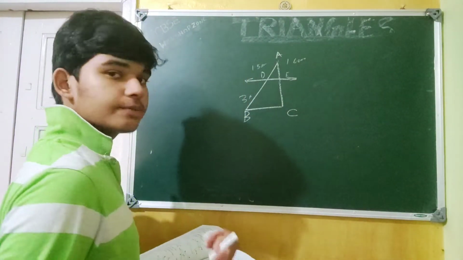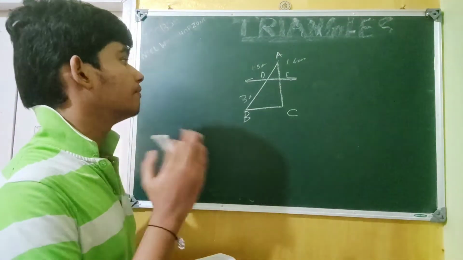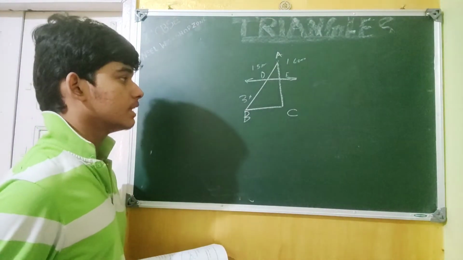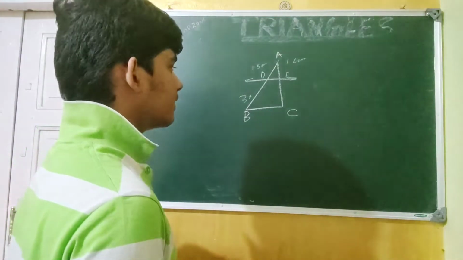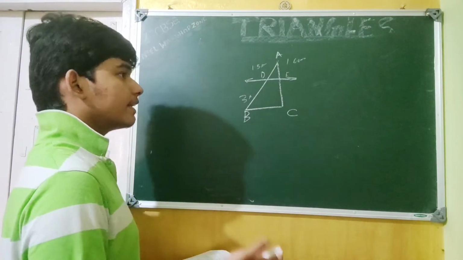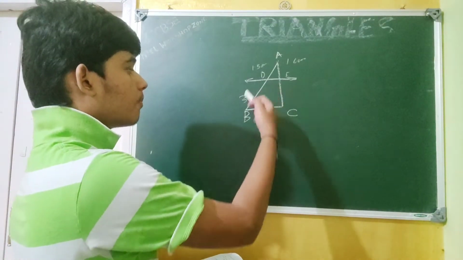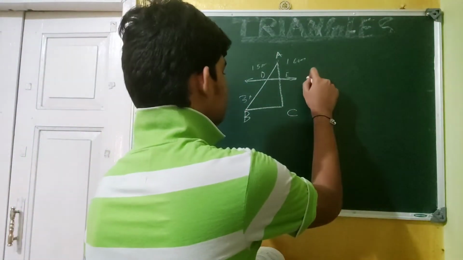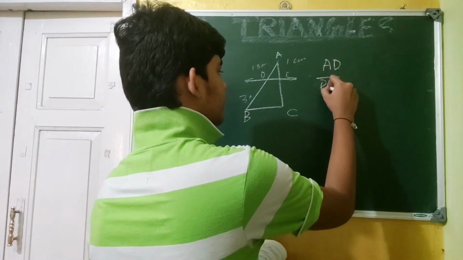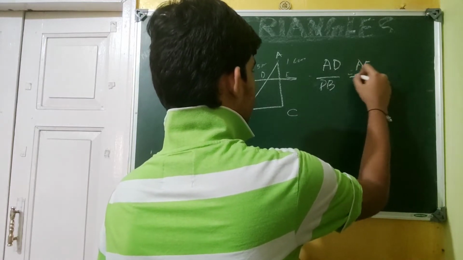To solve this, we obviously need to use a theorem that we have learned in our previous classes, which is nothing else but the basic proportional theorem. The basic proportional theorem basically states, when a line is drawn from a triangle, I recommend checking out that episode for better understanding. But basically this line will be parallel to this. Which means AD by DB is equals to AE by EC.